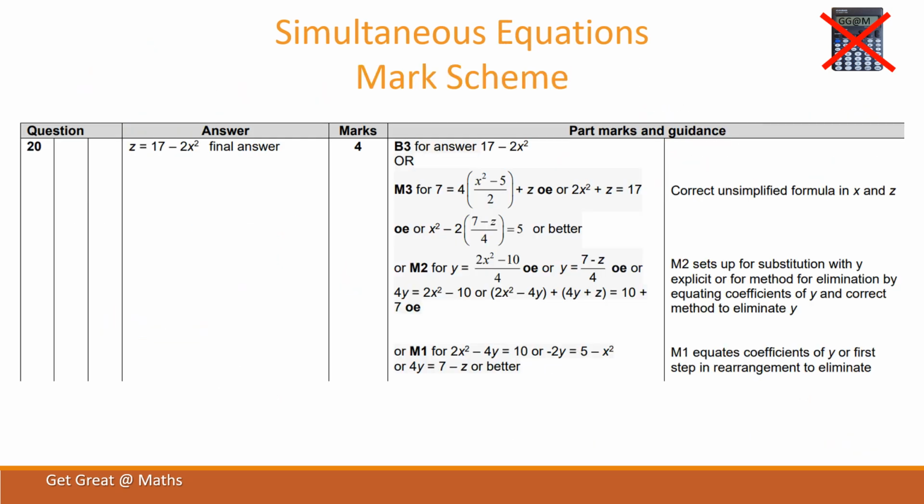The mark scheme on this question shows that z is equal to 17 minus 2x squared is worth 4 marks. B3 means 3 marks for getting 17 minus 2x squared, for getting the z equals at the beginning. You get 3 marks for working out any of these parts in here. OE means or equivalent, so if you've done it in a different way, so I did it in a slightly different way to what the mark scheme is showing here. M2 is for 2 method marks, M1 is for 1 method mark, and this is how the mark scheme shows that you should lay your work out. So have a look through and make sure you understand what is going on.